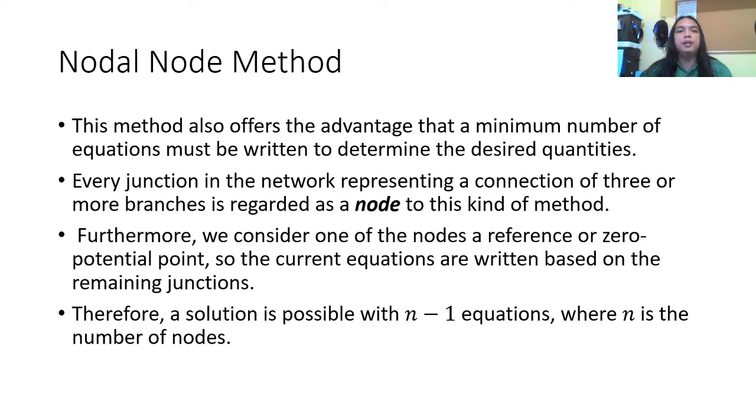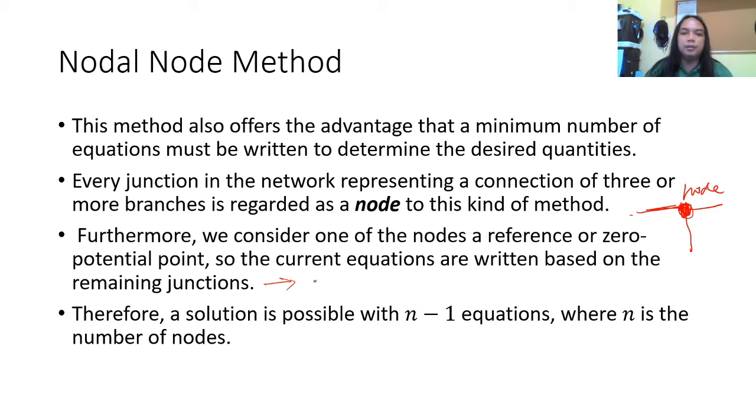quantities. The nodal node method considers every junction in the network representing a connection of three or more branches as a node. So for example, we have a junction here, then we have a first connection, second connection, and another connection. So this one here is considered a node. Then furthermore, we consider one of the nodes as a reference potential point. The current equations are written based on the remaining junctions. The reference point is for easier application.